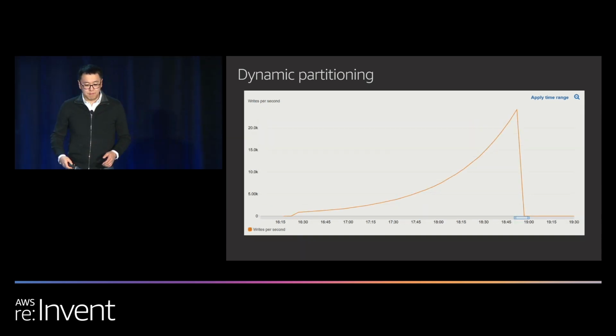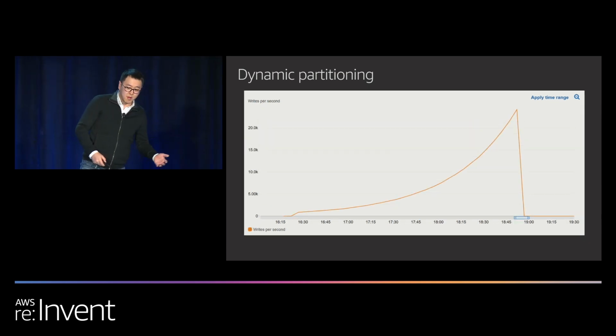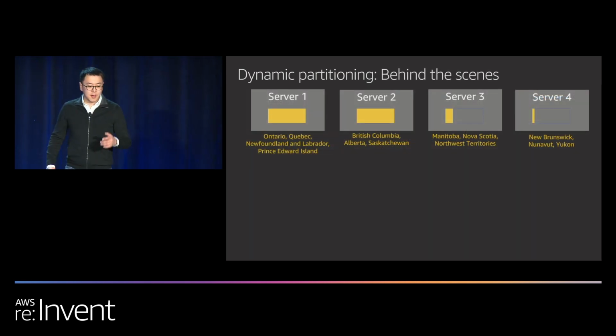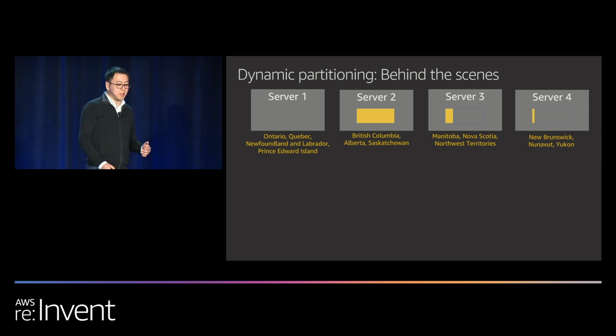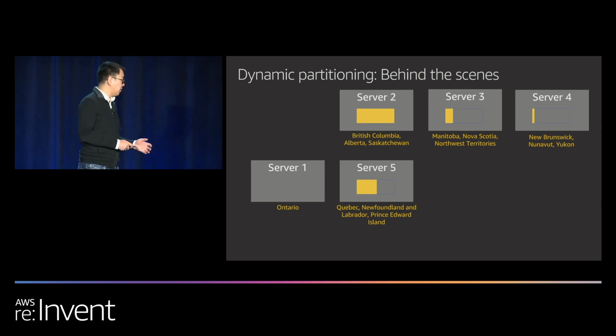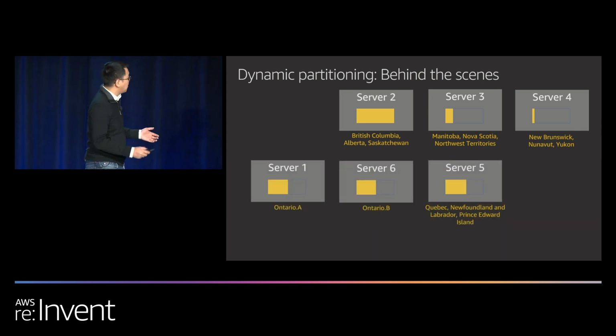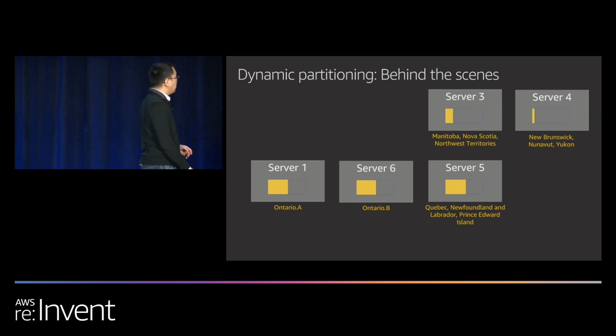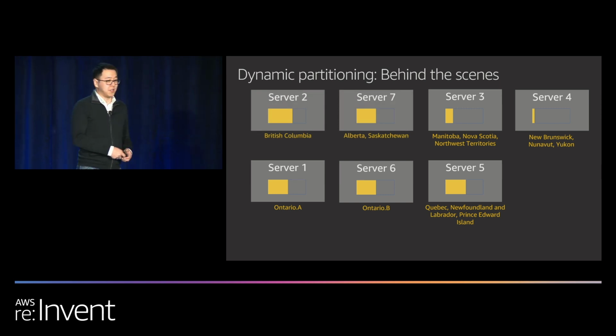But going back to this slide with the smooth curve, what's actually happening behind the scenes is that we have these two partitions that hold Ontario, Quebec, and British Columbia and Alberta, which are getting a lot of traffic. DynamoDB does a partition split to divide Ontario onto its own partition and the other less populated provinces onto a different partition. In addition, because Ontario is so populated and has so many synthetic traffic requests going to it, we will actually subdivide Ontario again into Ontario A and B. And British Columbia and Alberta also being highly populated, we're going to move them onto separate partitions.